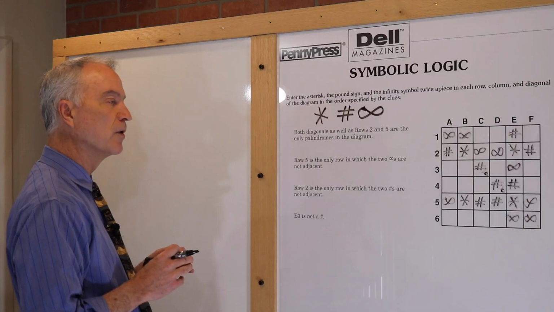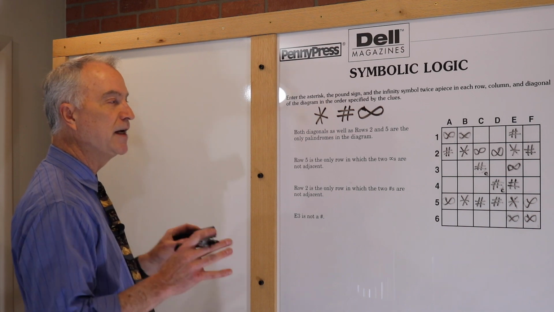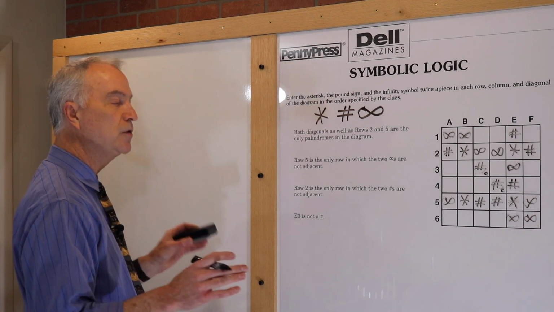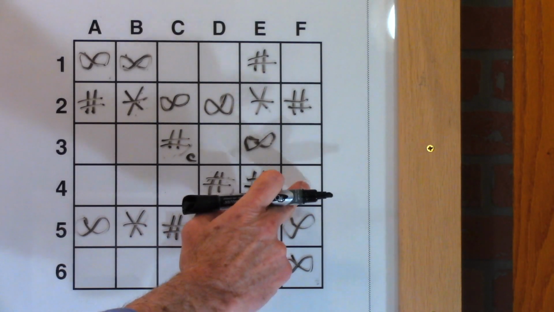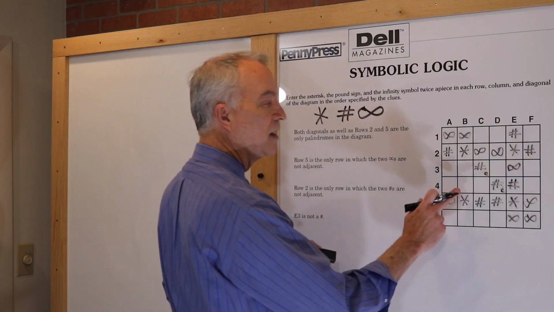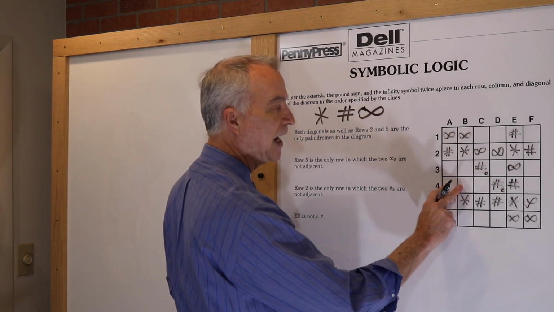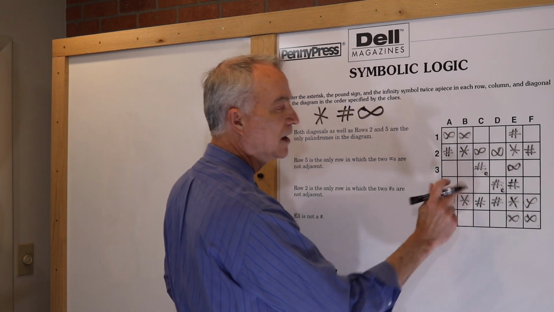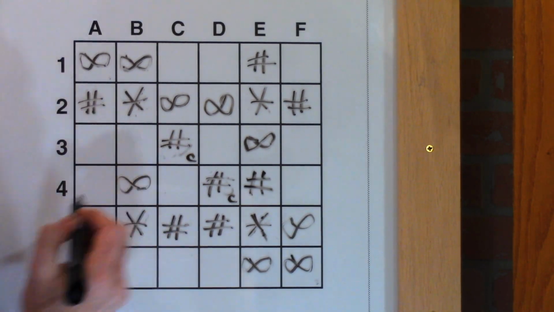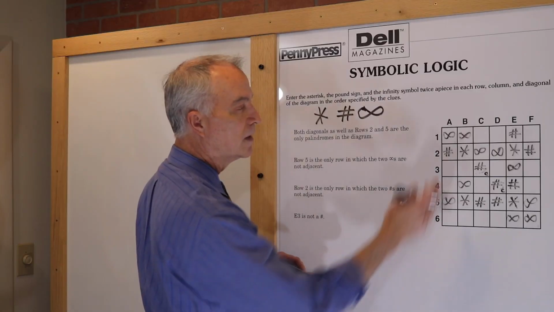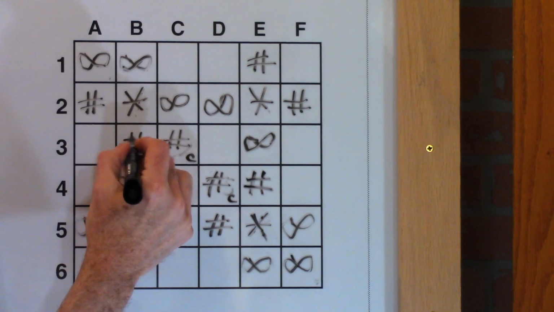Now let's take a look at row 4. We know that the two infinity symbols are going to have to be adjacent. Well, first of all, it definitely cannot go down on the end. And if it's going to be adjacent, that means it's either going to be AB or BC. We can absolutely place the infinity symbol at B4. In column B now, the only symbols remaining are the pound sign.